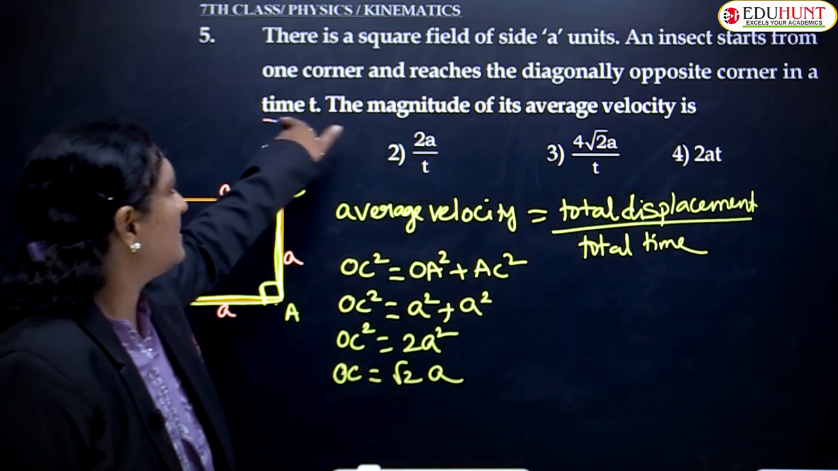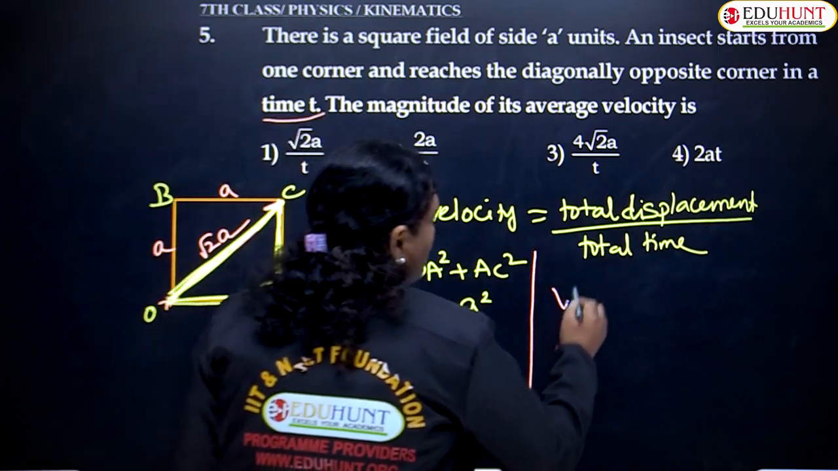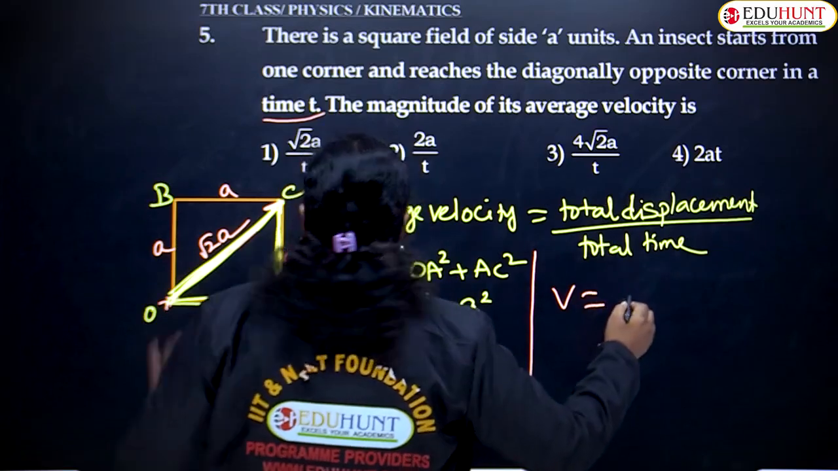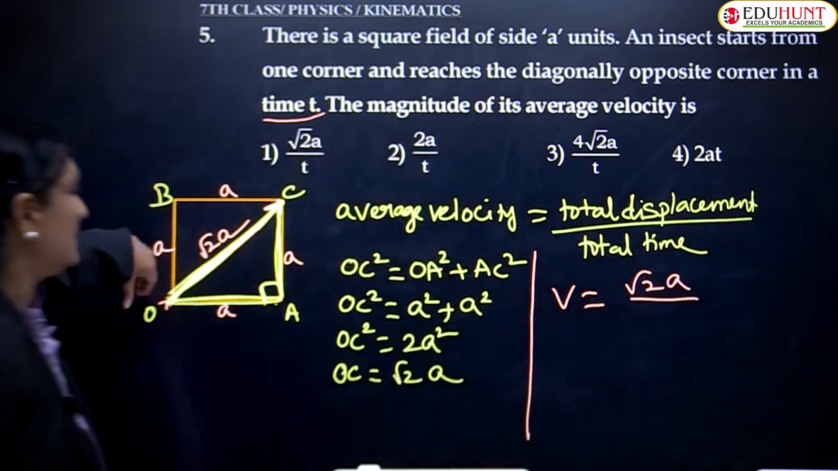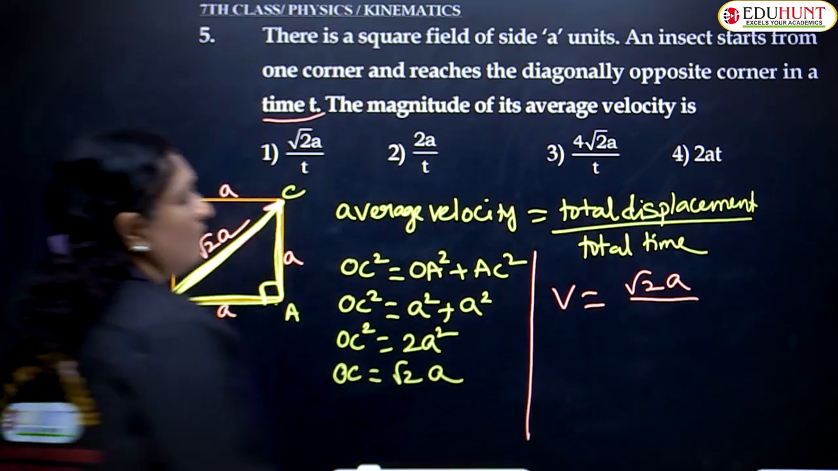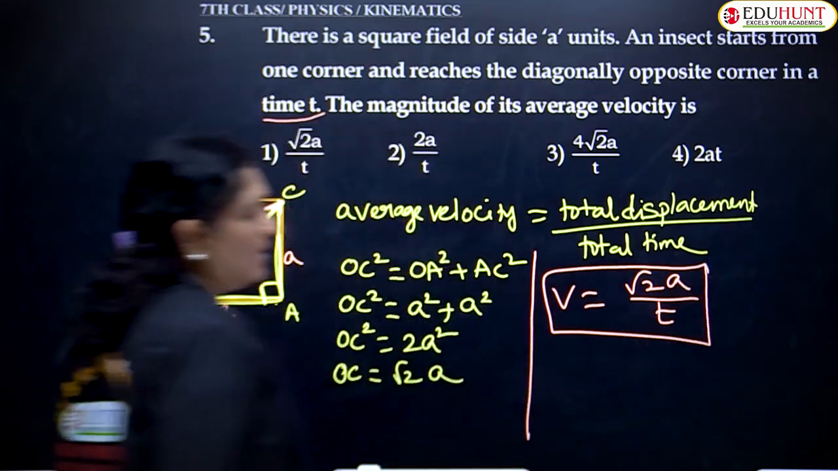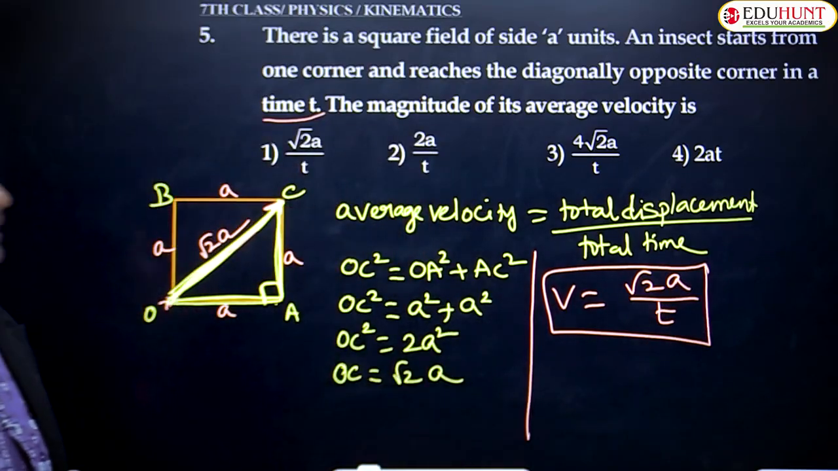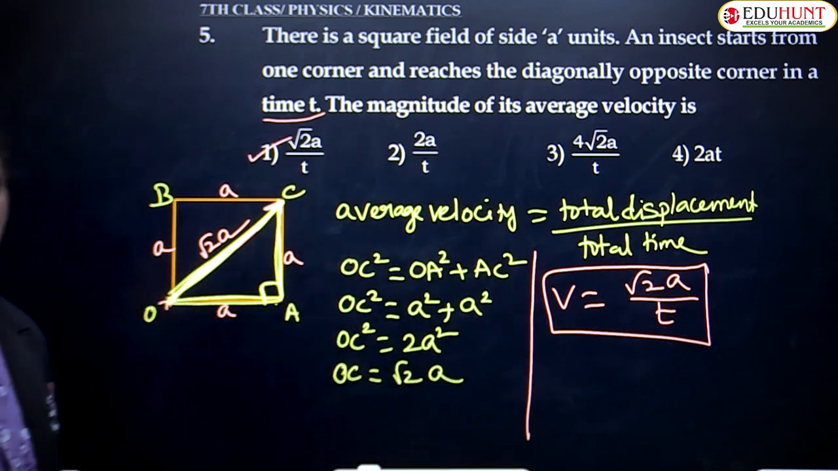In what time? They have given time t. Therefore, the average velocity v equals total displacement, which was found to be root 2A, and the time was given as t. Hence the average velocity v equals root 2A by t. So where must be the correct answer? Here it goes: the first answer, root 2A by t.